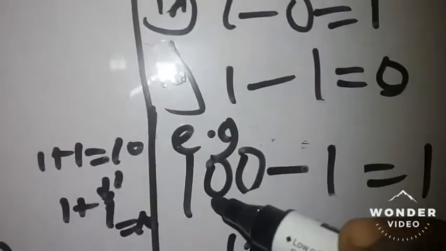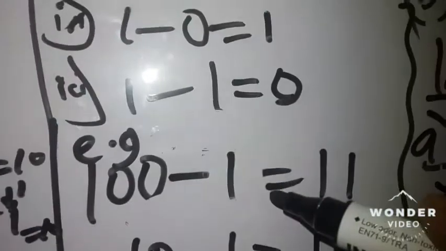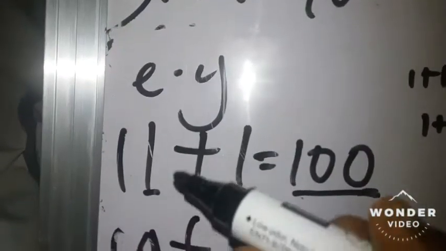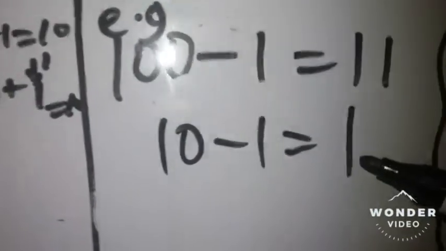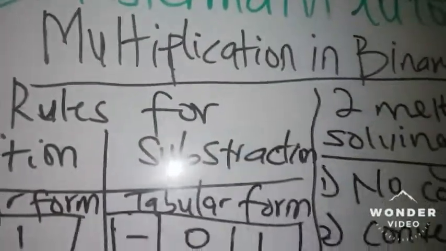Then 100 minus 1 is equal to 11. Just look at it here. Why? 11 plus 1 is 100. So when you minus, 100 minus 1 is 11. Then 10 minus 1 is 1. So now we're going to multiplication.